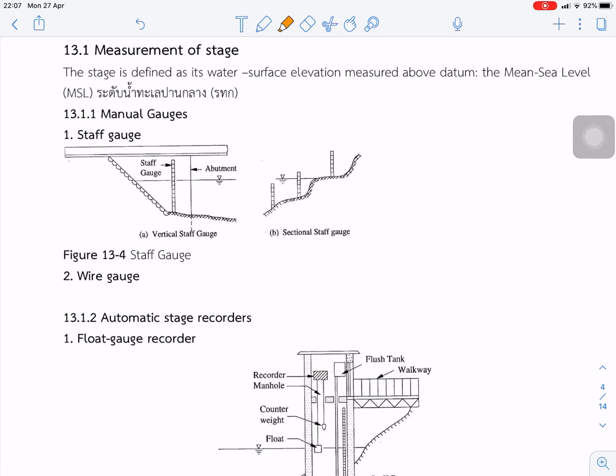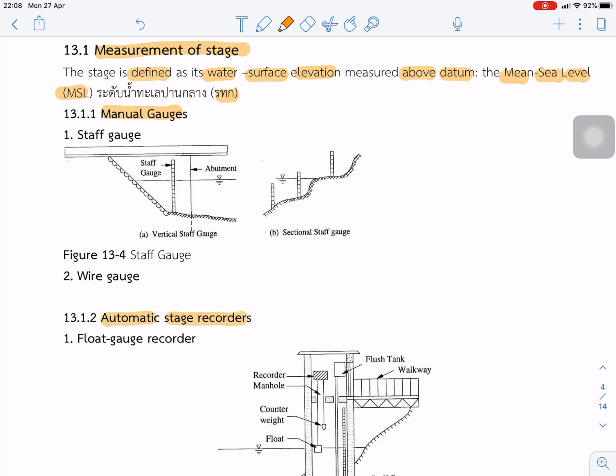Next topic is the measurement of state. In this case, the state is defined as the water surface elevation measured above a datum. From previously, we talked about the assumed datum; another datum we call mean sea level, MSL, with respect to the sea level. And for measurement we have to classify into manual gauge or automatic gauge recorder.